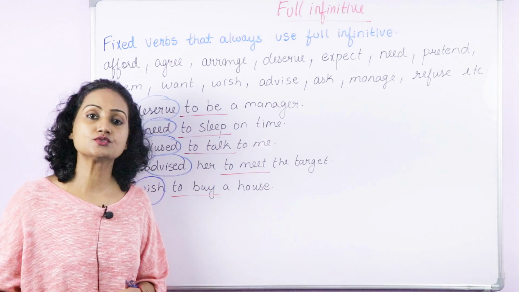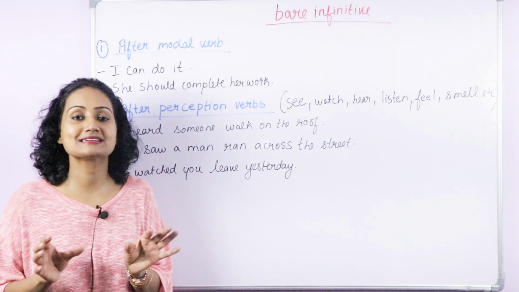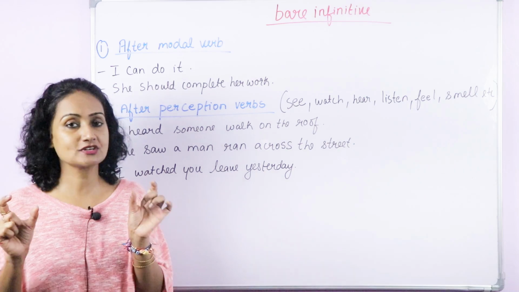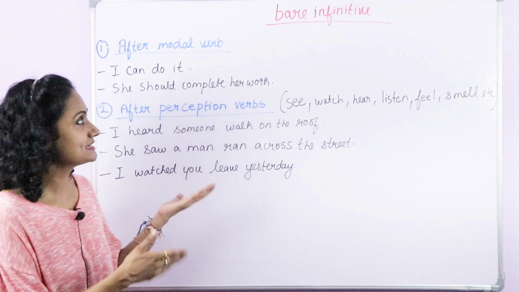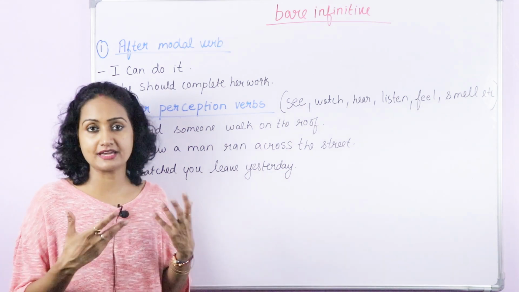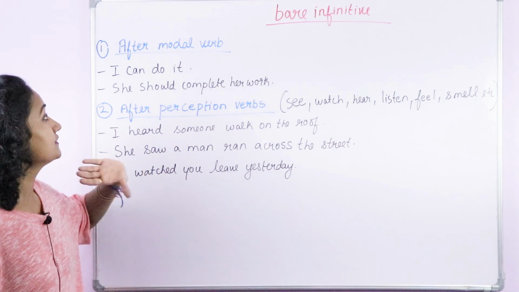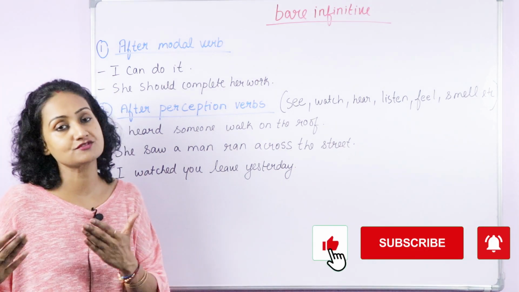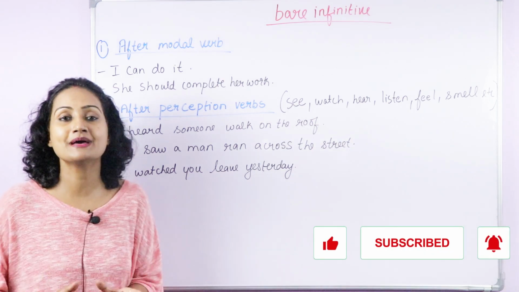Now let's move on to the second form of infinitive, that is bare infinitives. Bare infinitives are also called zero infinitives because they are formed without to. Just the base form of the verb is a bare infinitive. Okay, now let's see how we can use a bare infinitive in a sentence. So bare infinitive is used after a modal verb, because we know that after a modal verb we always use the first form of the verb, so that's a bare infinitive.